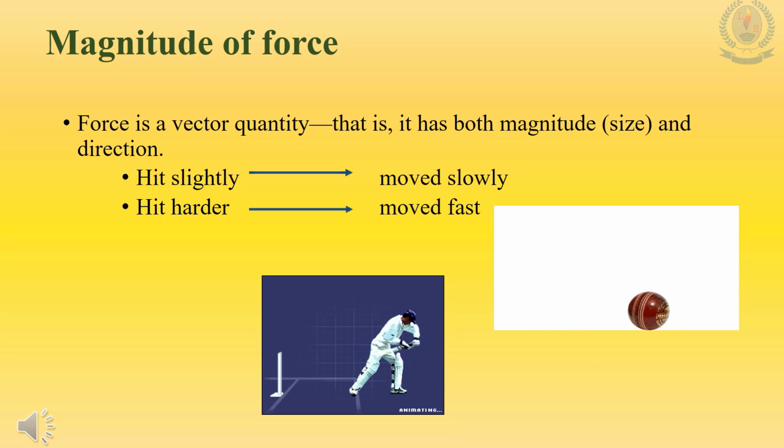Magnitude of force. Force is a vector quantity, that is, it has both magnitude and direction. Magnitude means the size of the force. A ball can be moved slowly by hitting slightly. If you hit it harder, it moves fast. When hitting slowly, you apply a small force. Hitting fast, you apply a large force. Thus, it is clear that a force has a magnitude.